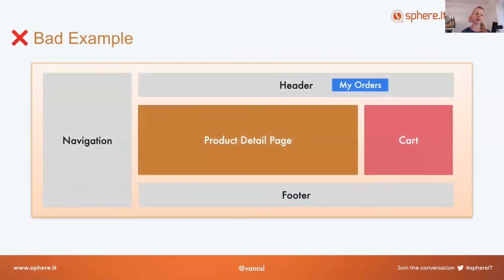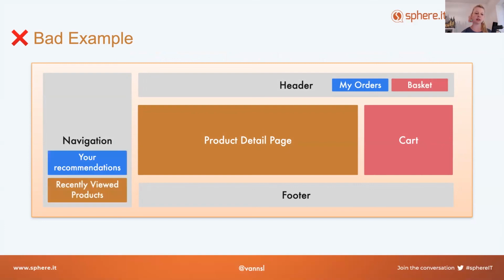So a better way is here: we have our header, footer, and navigation aligned by our layout service. We have our product detail page, we have our my orders, and we have the cart. But the cart and the basket belong together, the recently viewed products and the product detail page belong together, and your recommendations belong to your my orders micro frontend service. And with that, you don't need to share things between micro frontends because they are already in the same scope.